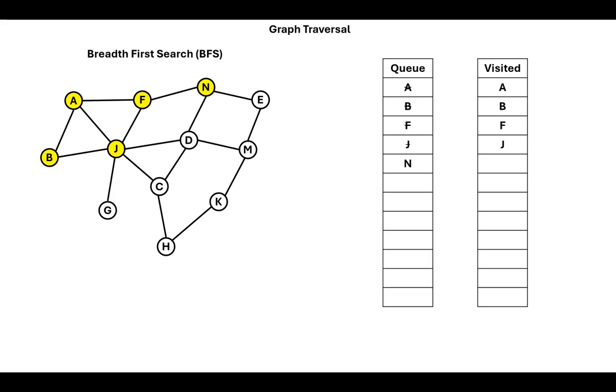Next we dequeue J. J has unvisited neighbours C, D, and G. Next we dequeue N. N has unvisited neighbour E. Next we dequeue C. C has unvisited neighbour H. Next we dequeue D. D has unvisited neighbour M. Next we dequeue G. G has no unvisited neighbours, so we dequeue E. E has no unvisited neighbours. We dequeue H. H has unvisited neighbour K. We dequeue M. M has no unvisited neighbours. And finally we dequeue K, which of course has no unvisited neighbours. The queue is empty and so we stop.